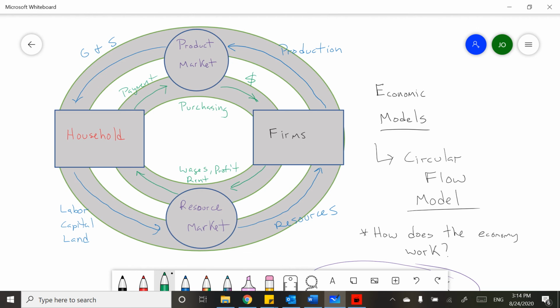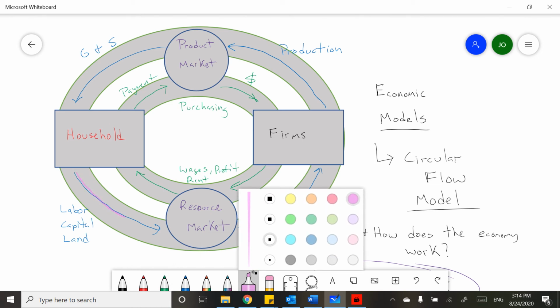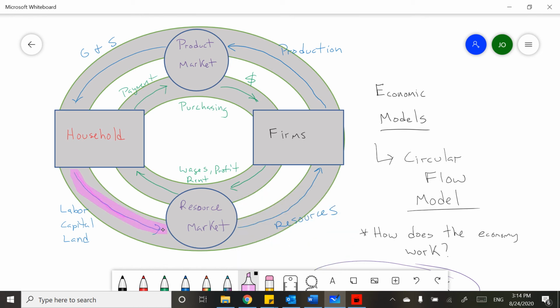So how does the economy work? Well, I go work, right? That happens in this bottom side, right here. I go to work. Let me make this bigger. I go to work. I provide resources to the firm. The firm turns them into production. And then we get goods and services.